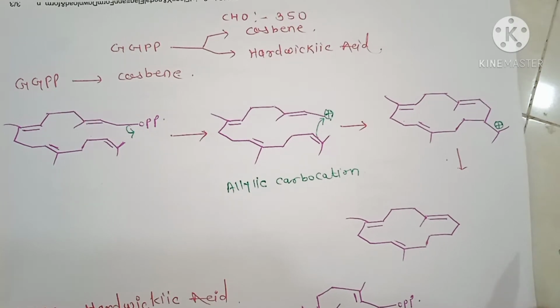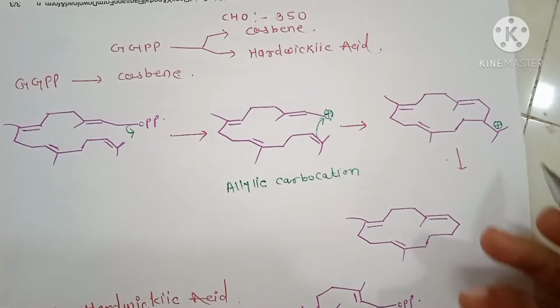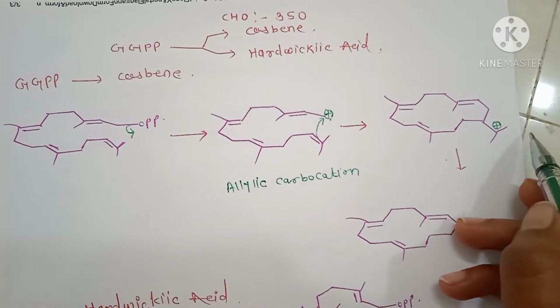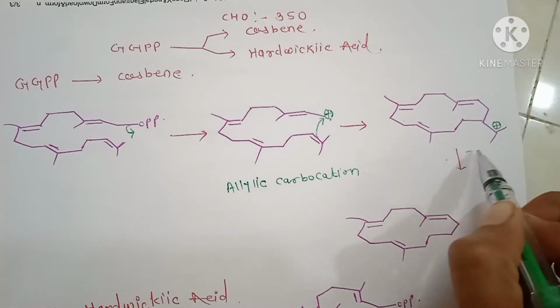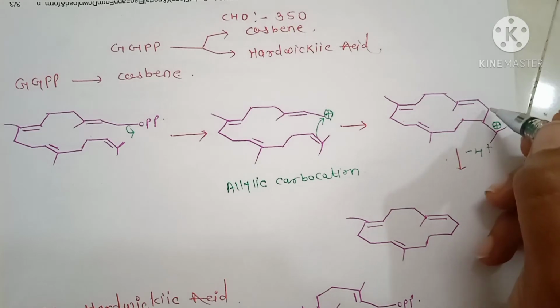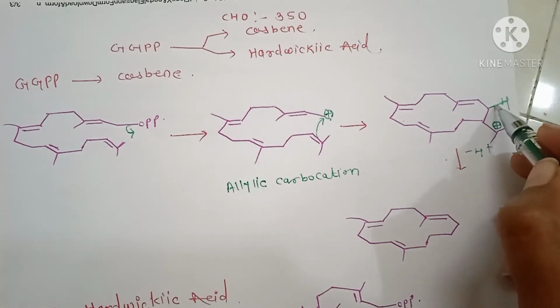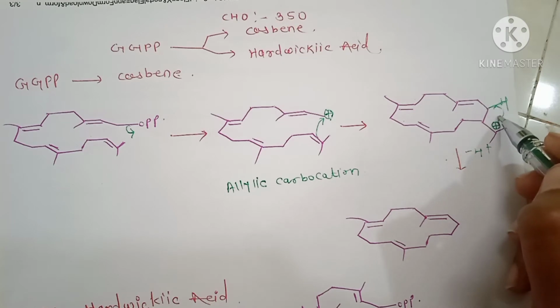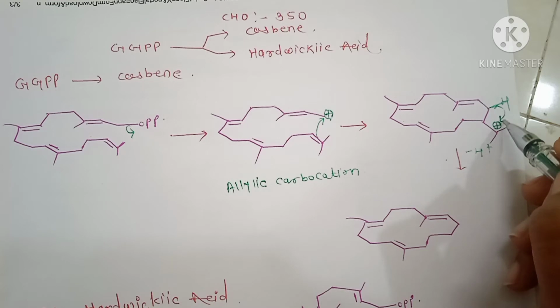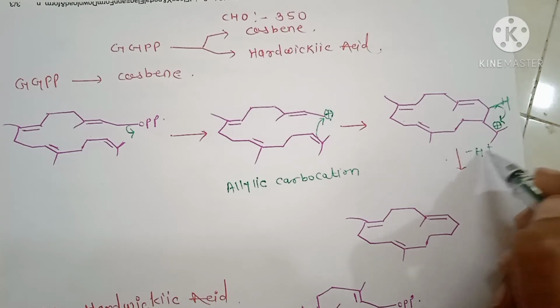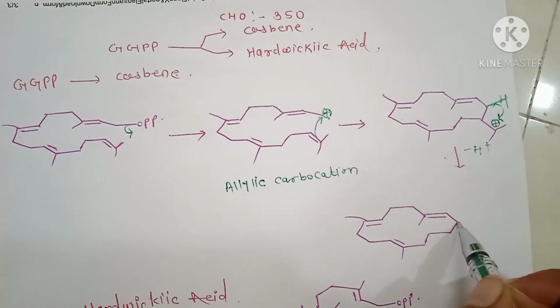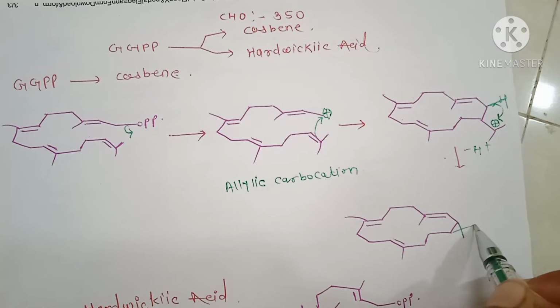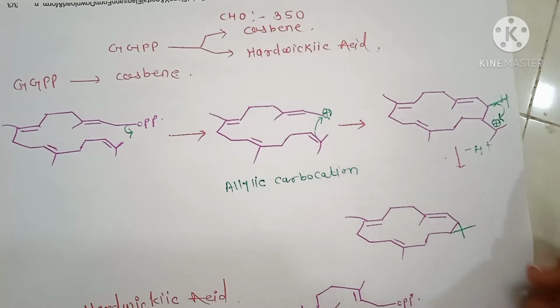Next, the loss of proton and the formation of cyclopropane ring. Loss of this proton, this bond attacks here or the negative charge attacks here and stabilizes the positive charge, and here the formation of cyclopropane ring. Okay.